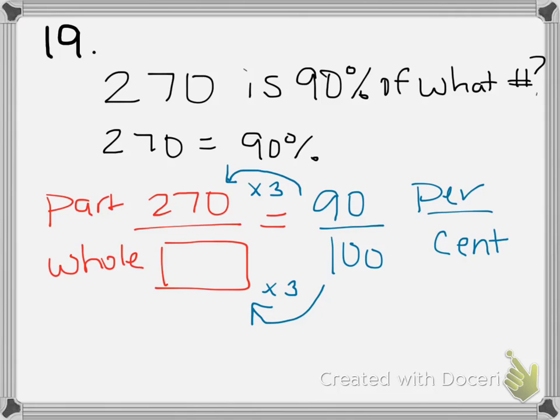So 100 times 3 is going to give you 300. Then your final piece of information, you're going to say that 270 is 90% of 300.